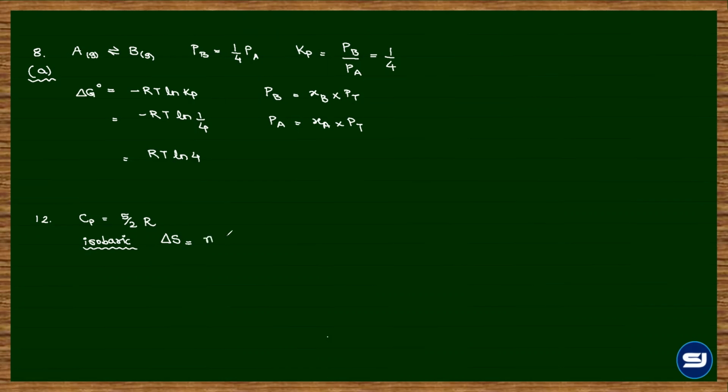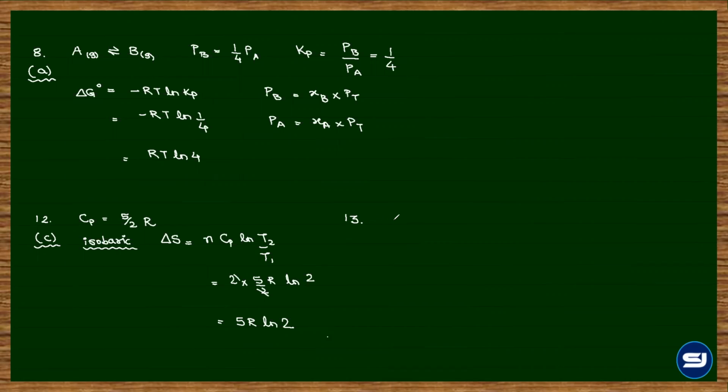So it is n into Cp into ln of T2 by T1. The number of moles are 2, Cp is 5/2 R, and ln of 600 by 300, that is ln 2. So this will be 5 R ln 2. Option C. Clear?